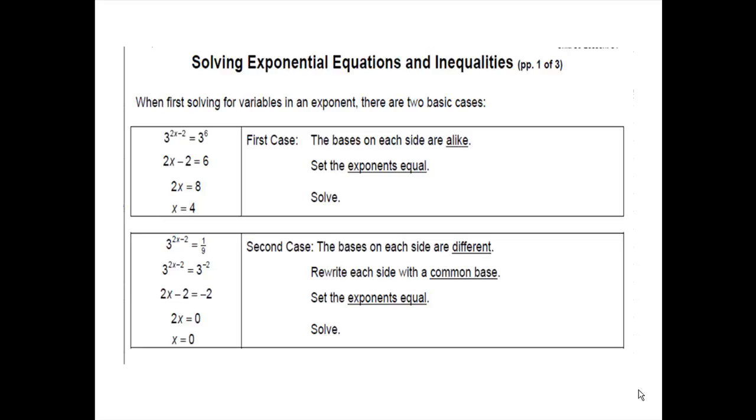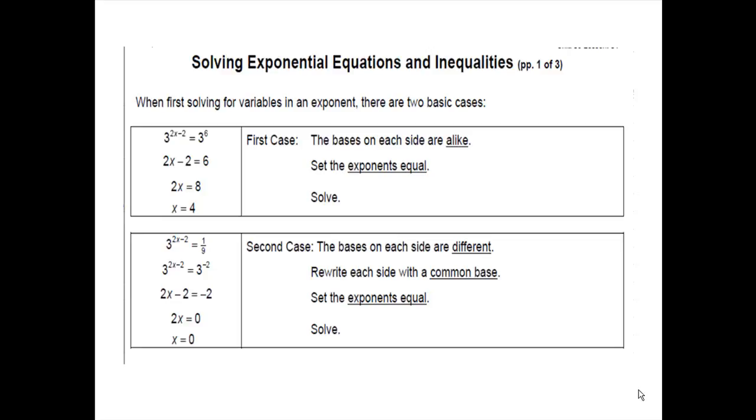This is why you see 2x minus 2 is equal to 6, and then you will solve for x, like whenever you solve for a variable. So you add the 2, and that's how we get 6 plus 2 is 8. Divide by 2, and that's how we get that x is equal to 4.